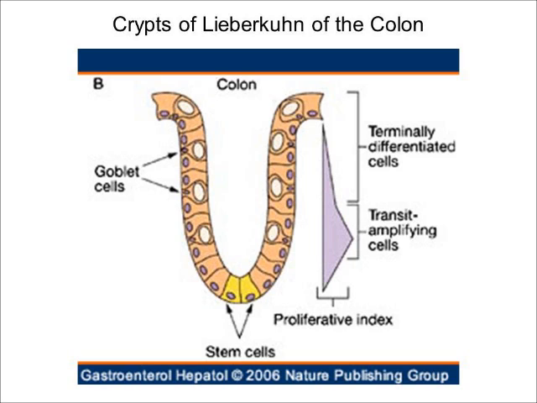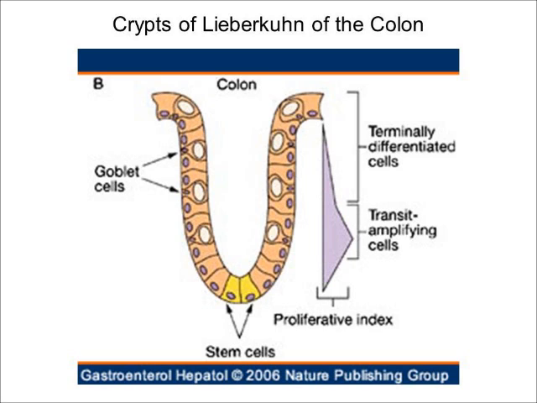Now, the goblet cells got their name because they simply resemble goblets. They produce mucin that protects the surface of the colon. Now, this mucin is washed out of the cells during processing for histology, so that they appear to be empty spaces.